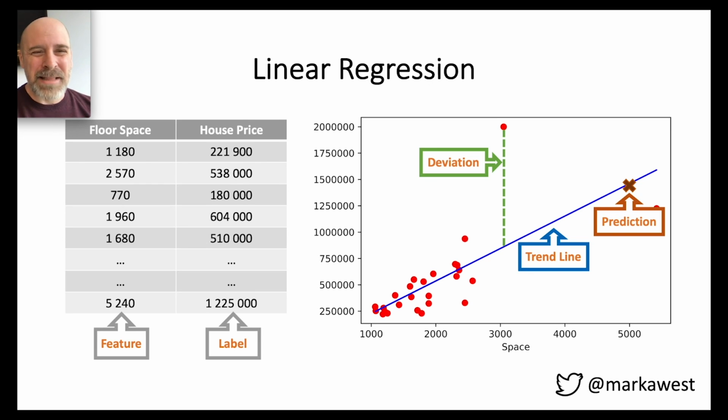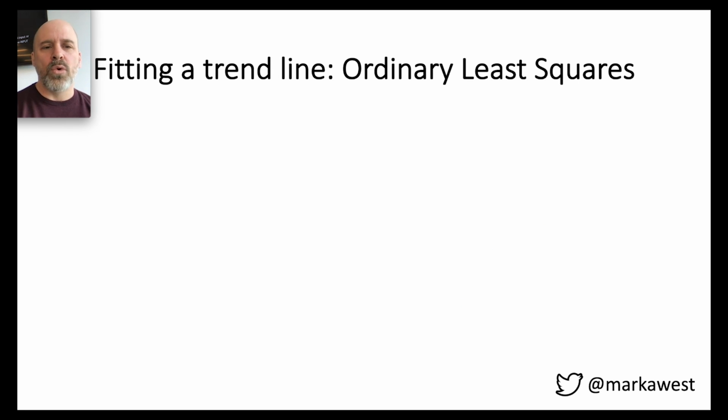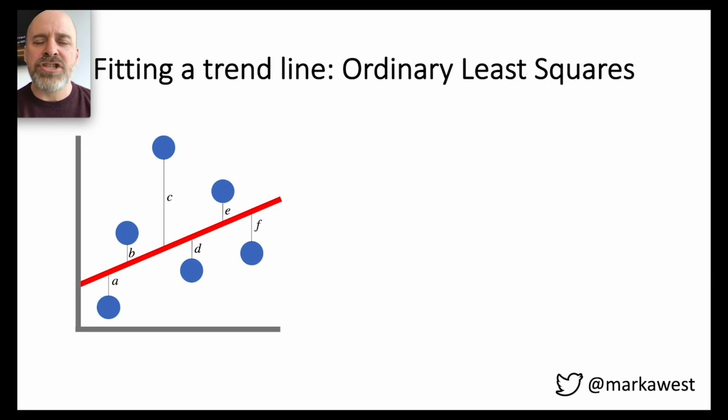But how is this trend line actually drawn? How does a linear regression model find and draw this trend line? Well, it uses something called ordinary least squares. What ordinary least squares does is it measures the distance from the trend line to each historical observation, right? In this example on the left-hand side, you can imagine that these blue dots are the historical data showing us the size of a house and its sales price. And the red line is the trend line that our model has fitted. You can measure the distance between each data point and the trend line.